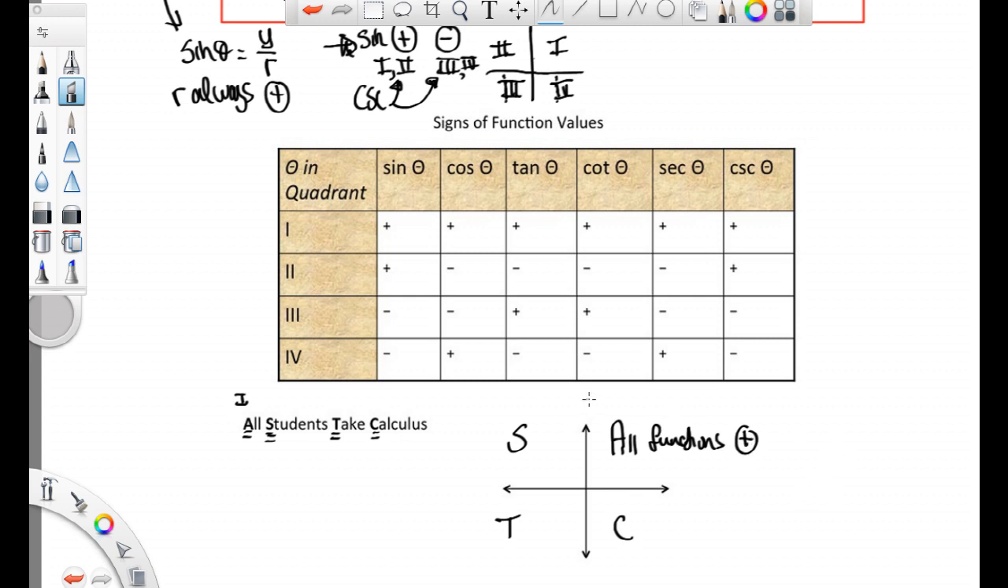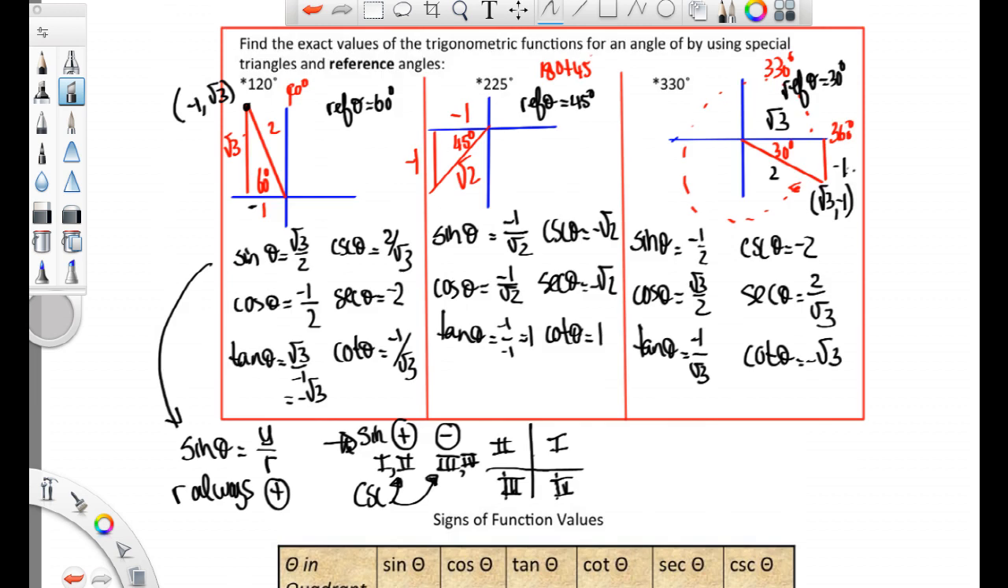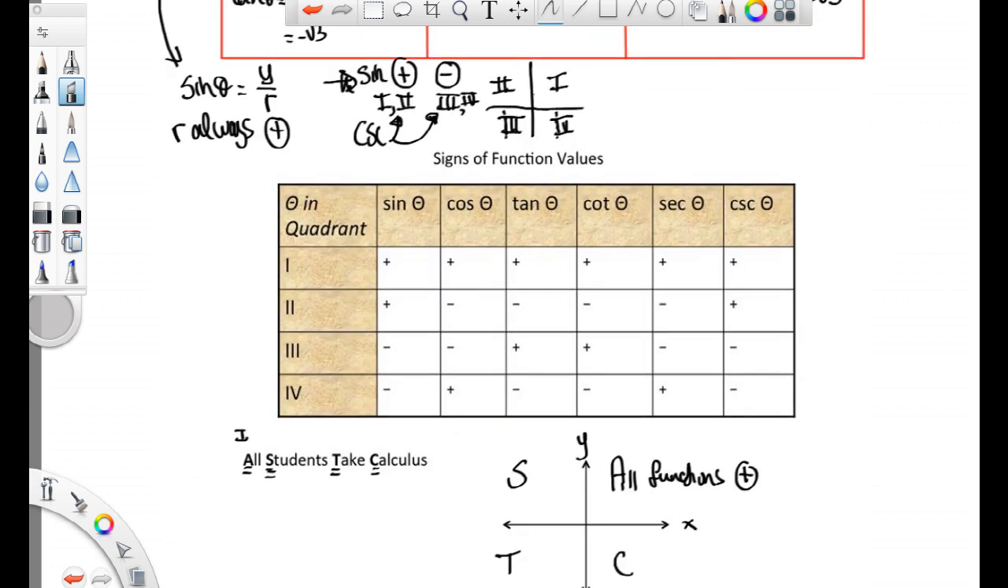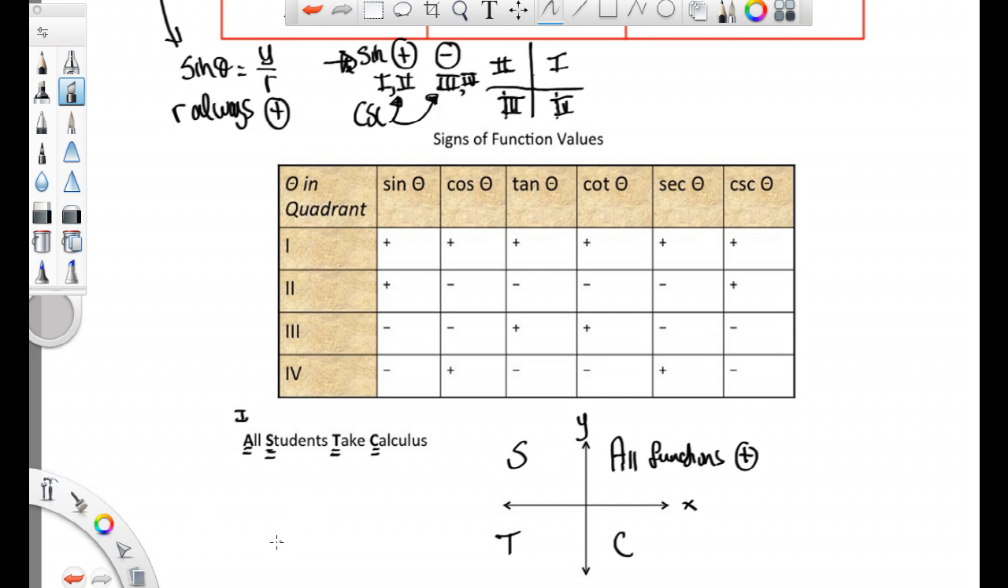And that is because both the x and the y are positive. So any of the definitions, and the definitions are up here again, right? Any of these definitions that use x's and y's and r's, they're going to be positive if everything's positive. Okay? So I know everything there is positive. The S, hopefully you've guessed that part, stands for the sine. So the sine is positive in quadrant 2. Well, if the sine is positive, then the cosecant must be positive as well.